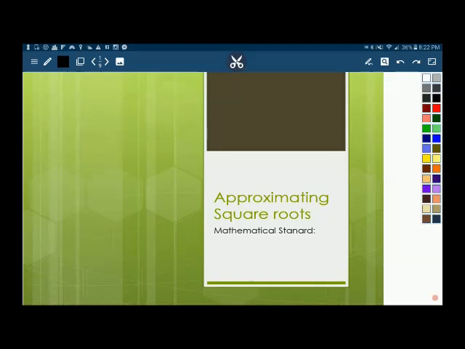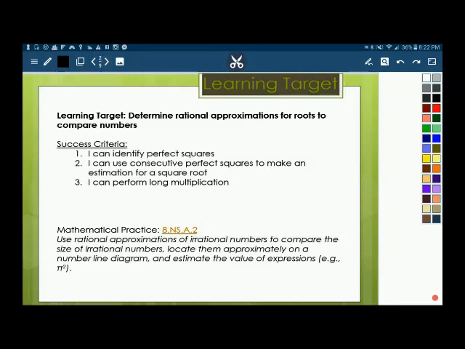Today we're going to be talking about how we can approximate the square roots of non-perfect squares. Remember, our test is going to be no calculator, so we need to know how to approximate to the nearest tenth and hundredth without using the square root button.